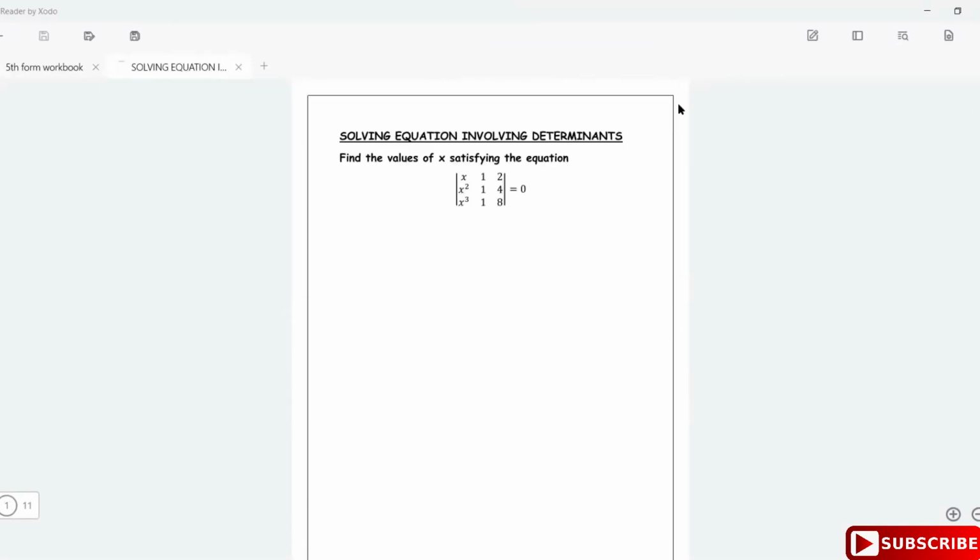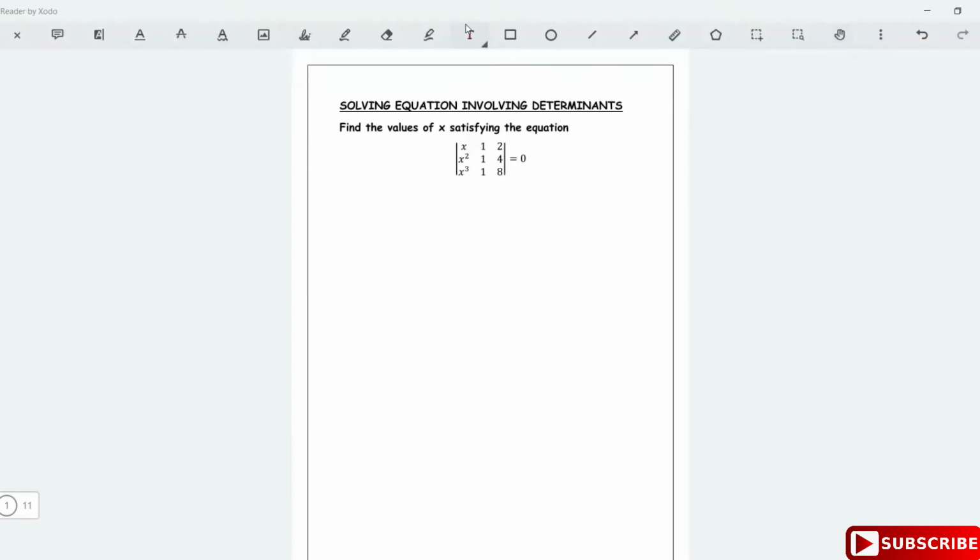All right, so we're going to be looking at solving equations involving determinants. Sometimes you might be given an equation involving determinants and asked to solve for an unknown value x. That's pretty easy. All you have to do is use determinants and solve it like a regular equation. So solve and find the values of x satisfying this equation.